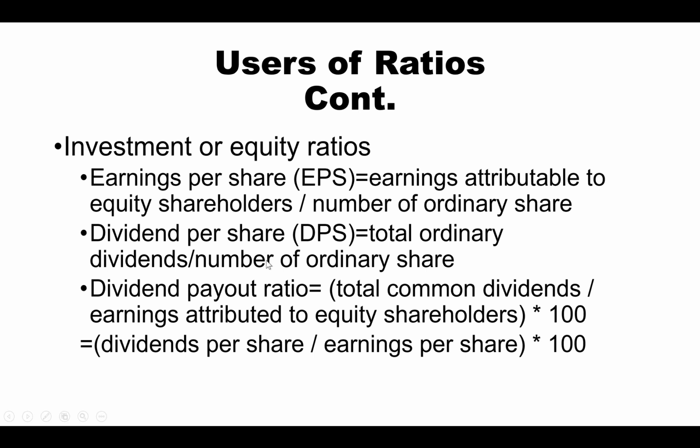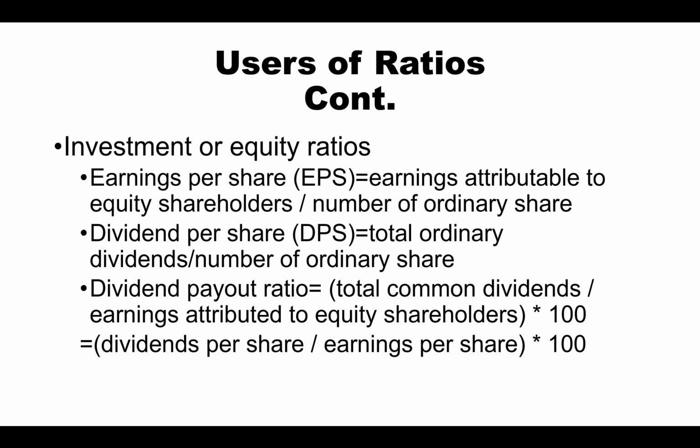You have the dividend payout ratio. This one indicates the proportion of earnings attributable to equity shareholders that are paid out to common shareholders as dividends. It is used to analyze the dividend policy of a firm. So the total common dividends, you have to divide by the earnings attributable to equity shareholders, and the result you have to multiply by 100. You get the dividend payout ratio.